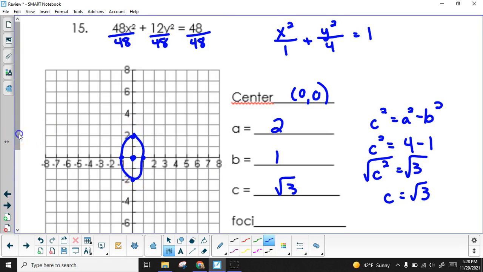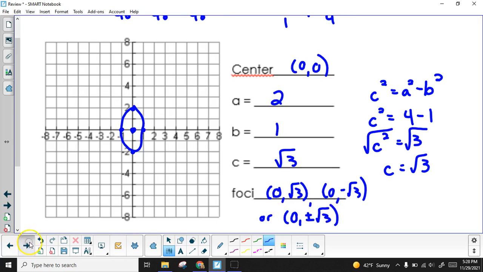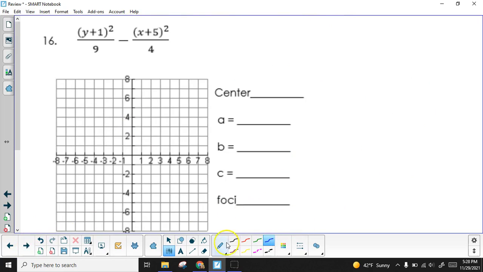And so there's 2 ways we could write this. We could write this as 2 coordinates. We're going to be going 0, square root of 3 and 0, negative square root of 3. Or if you prefer, you could write it all in 1 coordinate as 0, plus or minus the square root of 3. And for our last problem, this is a hyperbola.